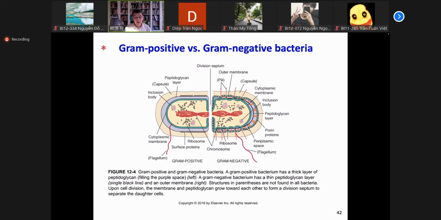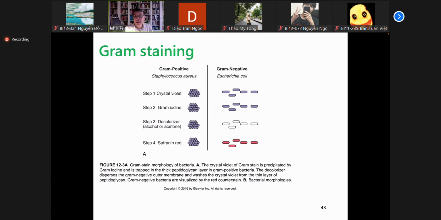First, let's talk about the Gram staining. This Dutch scientist called Christian Gram, in about the 1880s, invented the staining method. And this staining method can distinguish two great categories of bacteria: one called gram-positive, one called gram-negative. In the gram-positive ones, the final stain is purple, bluish colored. And for gram-negative ones, it's pink, reddish colored.